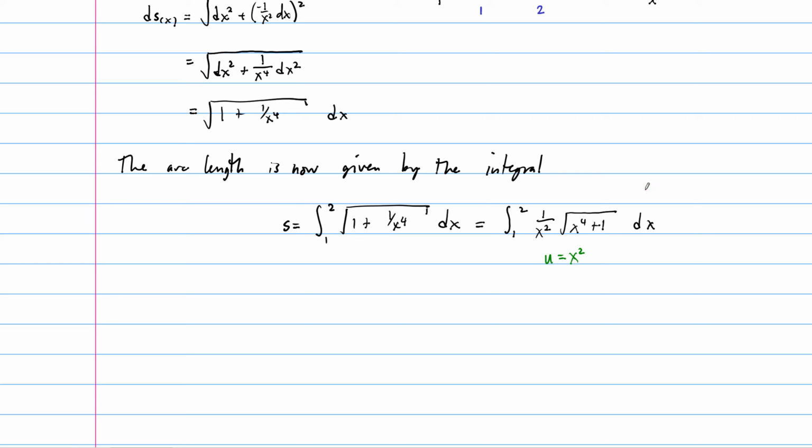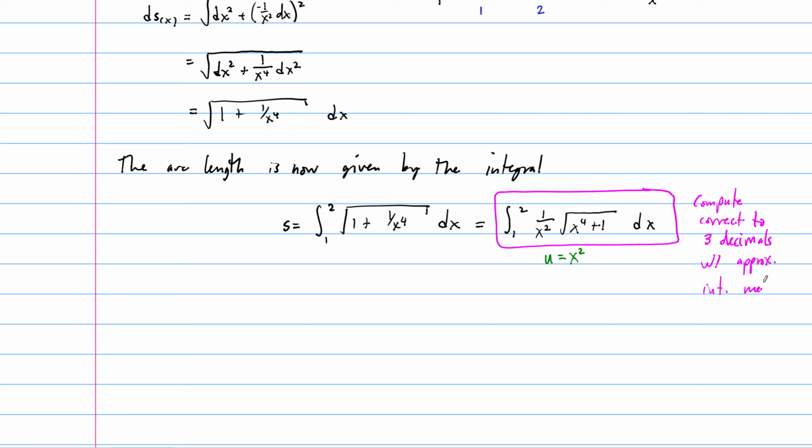So I'm going to let you guys compute this one. Compute this numerically, correct to, let's say, 3 decimal places, with one of our numerical or approximate integration methods. So this is a good chance to review those.